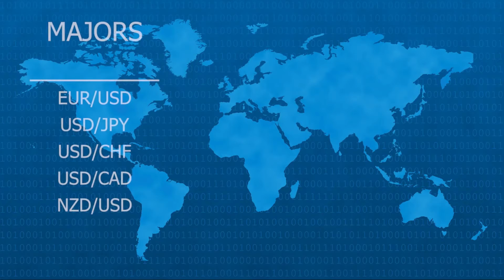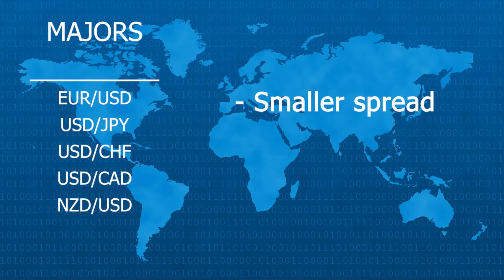Major currencies are all currency pairs that include the US dollar: Euro dollar, dollar yen, dollar Swiss franc, dollar loonie, Kiwi dollar. Volume attracts more volume. Majors tend to have smaller spreads than exotic pairs. The major pairs have lots of volume. They therefore tend to attract the most traders to them, which keeps the volume high. High volume also means that traders can enter and exit the market with ease, with large position sizes.